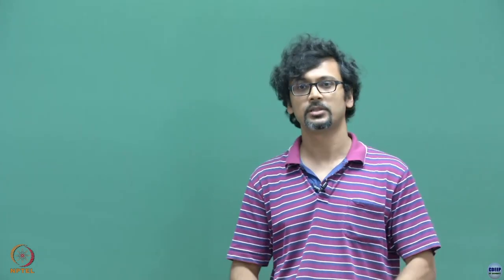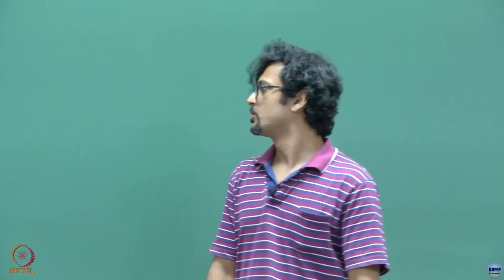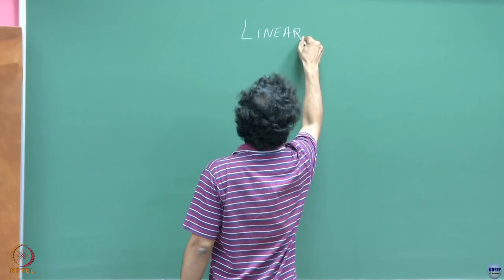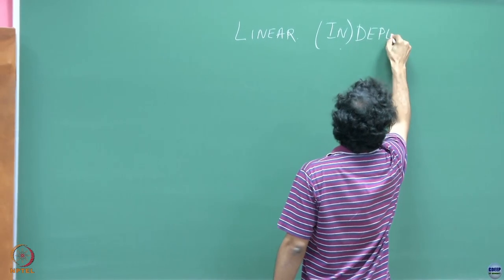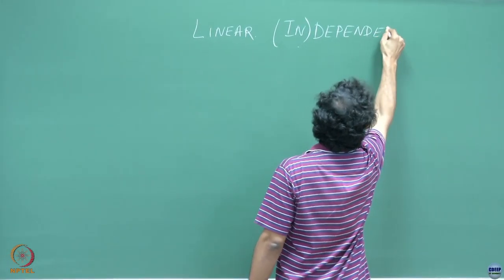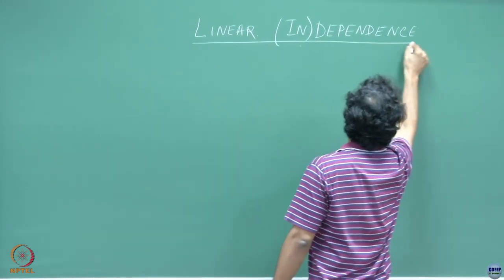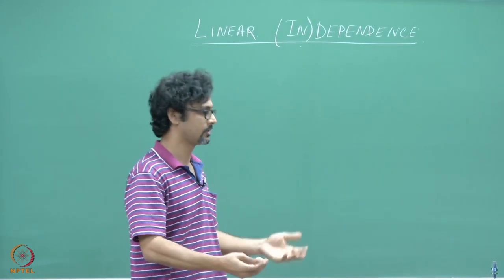So today we shall start talking about a new concept which many of you have seen in the context of Euclidean spaces presumably, but we'll introduce it more formally, particularly for more abstract vector spaces that we are now going to handle and deal with in this course. So the idea is of linear independence. All right. So when do we say a bunch of vectors is linearly independent?